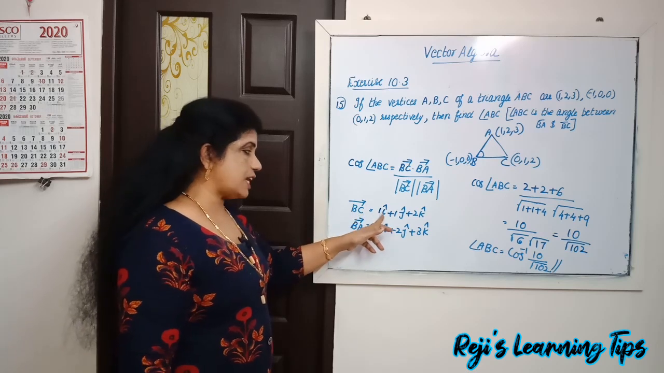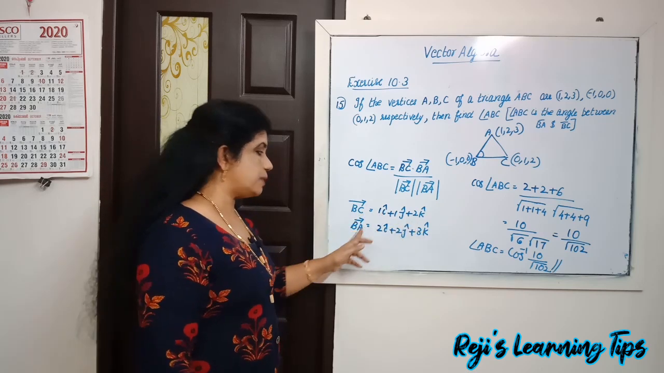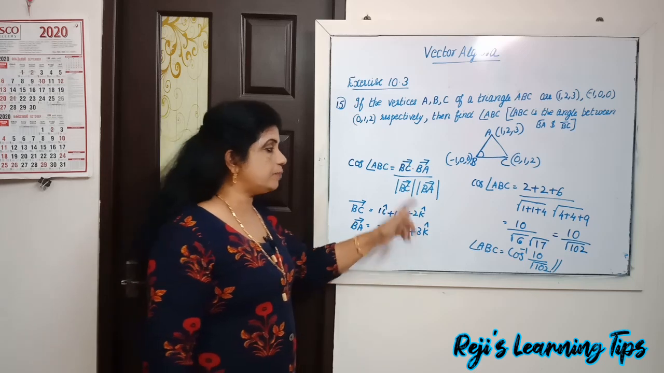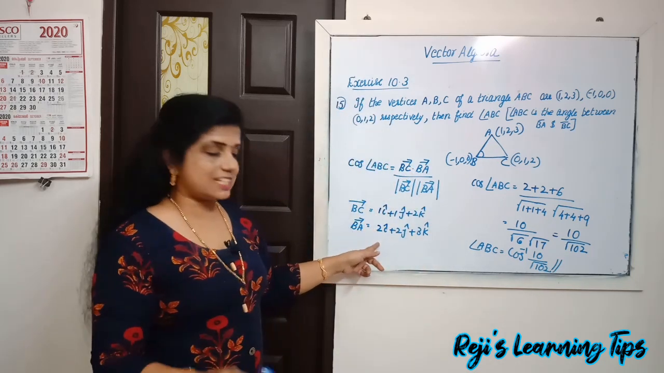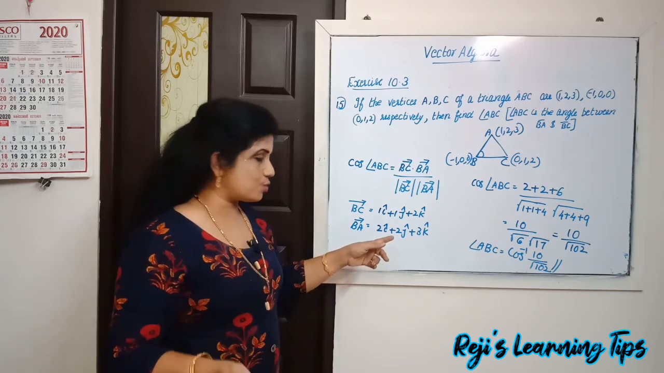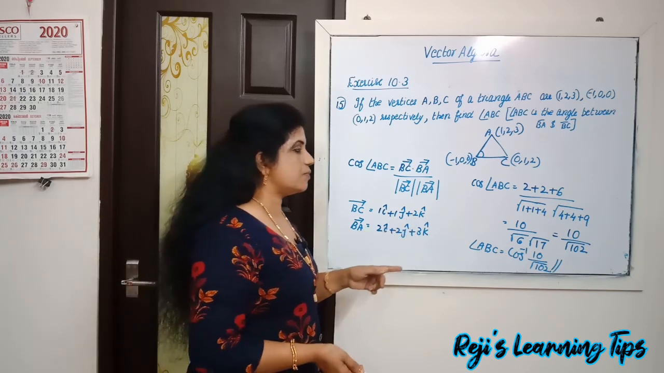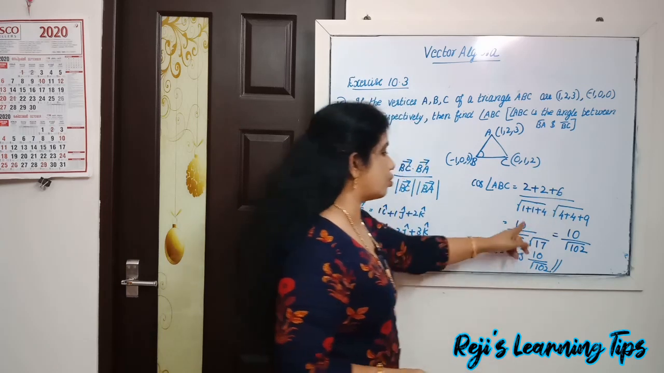We got BC as 1i plus 1j plus 2k. BA is 2i plus 2j plus 3k. Then we should find BC dot BA. BC dot BA means 1 into 2 is 2, 1 into 2 is 2, 2 into 3 is 6. Then 2 plus 2 plus 6 is equal to 10.